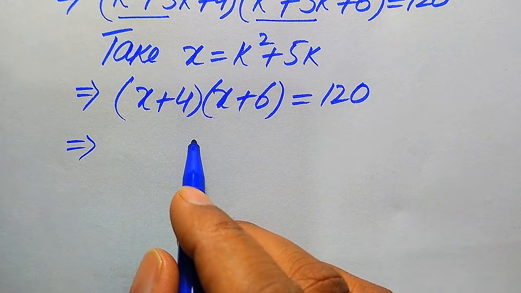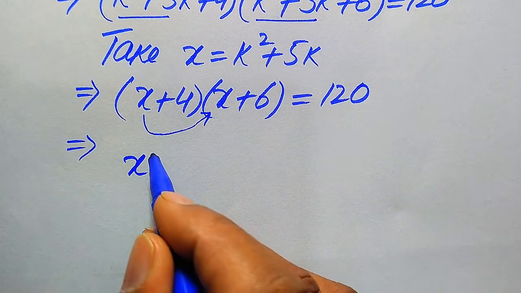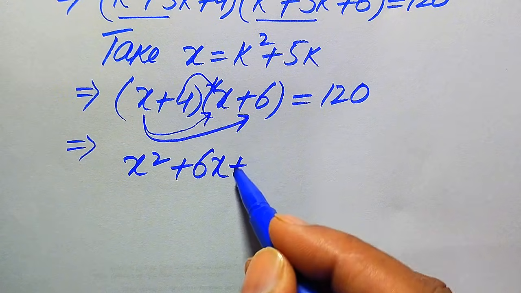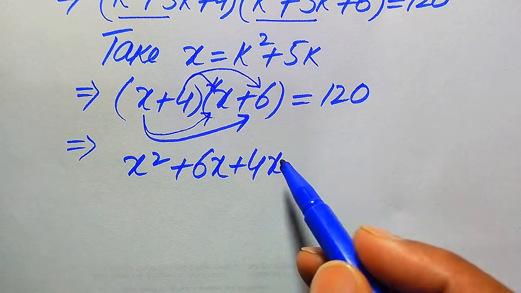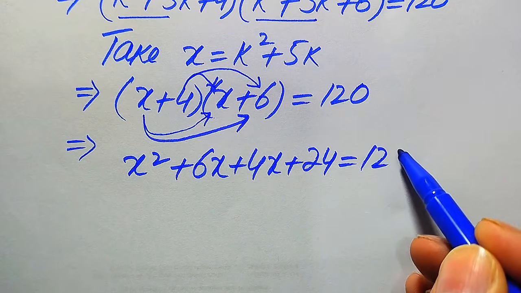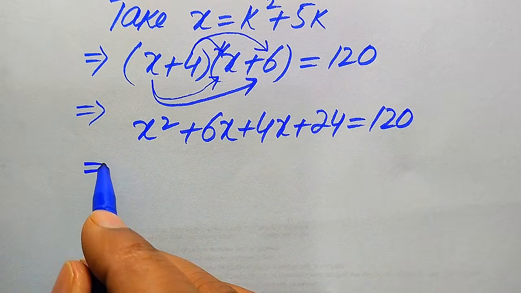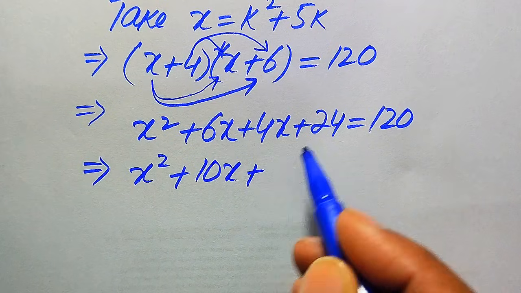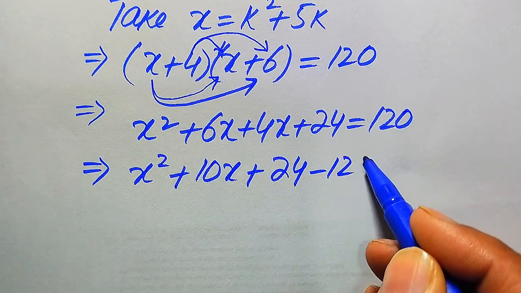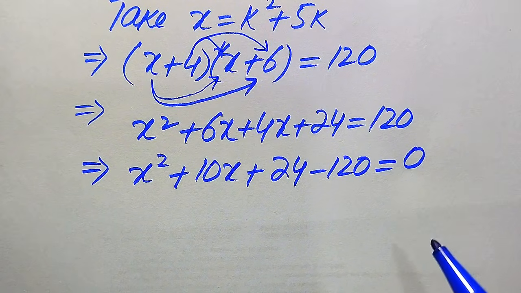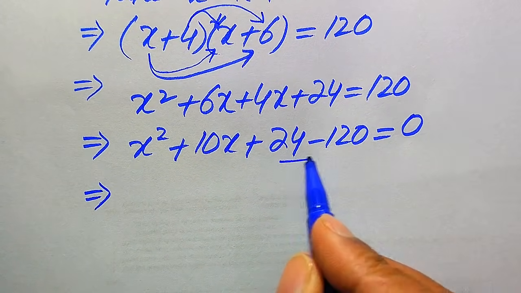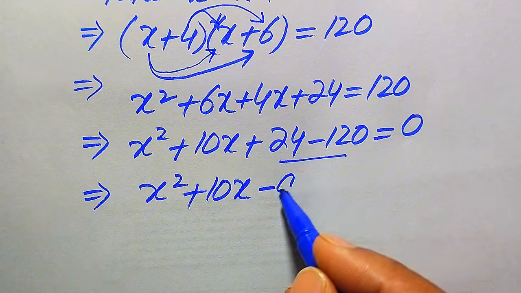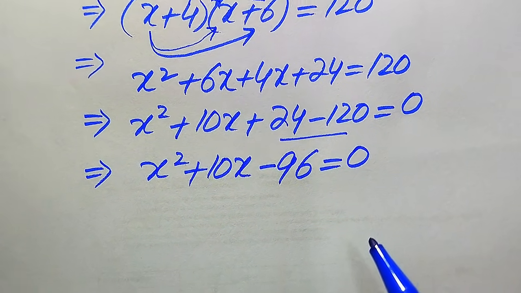Now again we multiply these two factors. x with x is x square, x with 6 becomes 6x, 4 with x becomes 4x, and 4 with 6 becomes 24, and this whole equation equals 120. Here we need to add or subtract the like terms. We have x square plus 6 plus 4 becomes 10x, plus 24, and we move this 120 to the left hand side, and the right side becomes 0. We subtract these two values: 24 minus 120 equals minus 96, so we obtain x square plus 10x minus 96 equals 0.